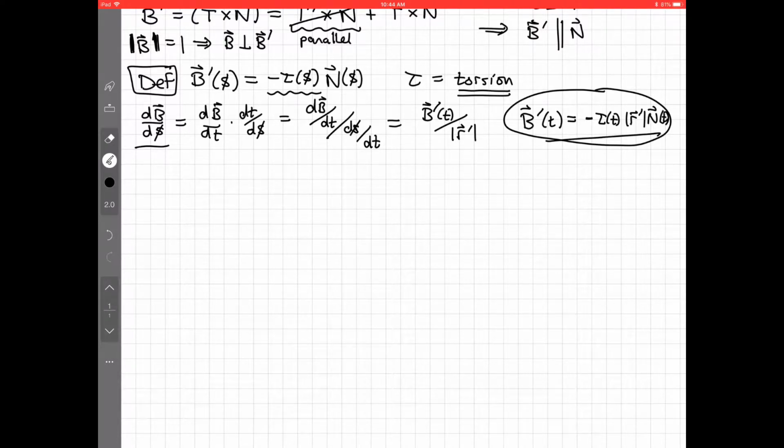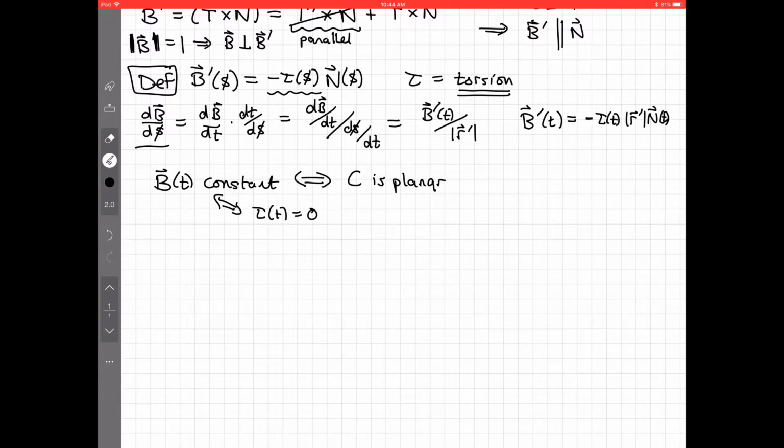In fact, let's draw our attention to this fact again: if the binormal is constant, that means our osculating plane isn't changing. This is the same thing as saying our curve C is a planar curve. But now we know that this is the same thing as saying torsion is 0, because that would mean the derivative here is 0. No torsion is the same thing as saying we have a constant binormal, and this is all the same thing as saying our curve is a planar curve.